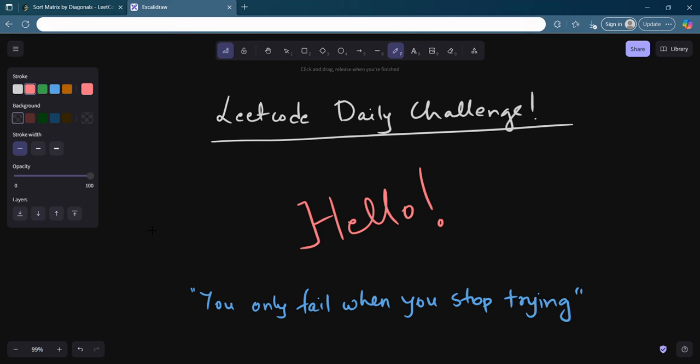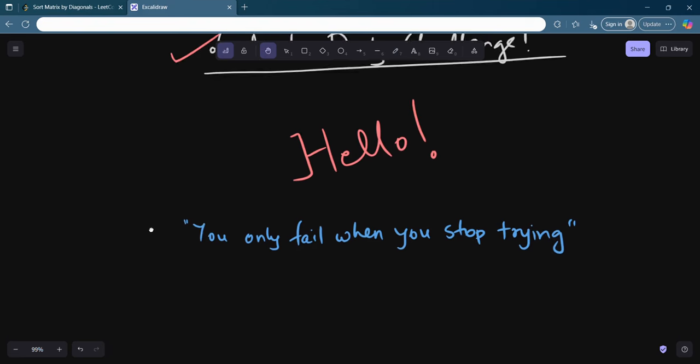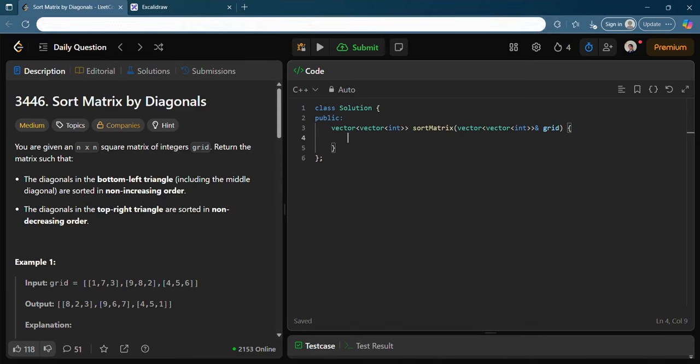So let's see today's daily challenge on Leetcode and try to solve it together. Today's challenge is a really easy one. So let's try to understand the problem at first.